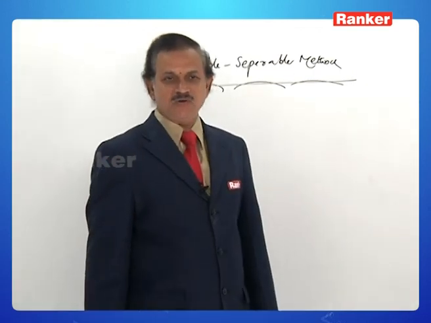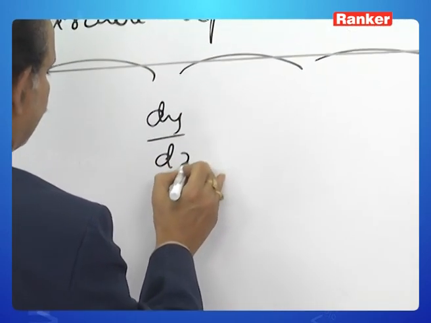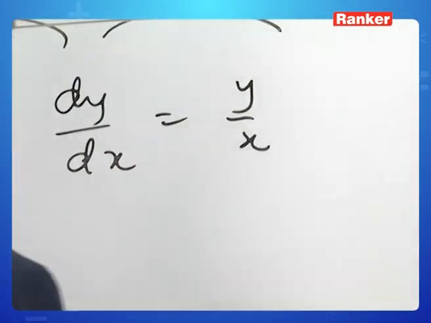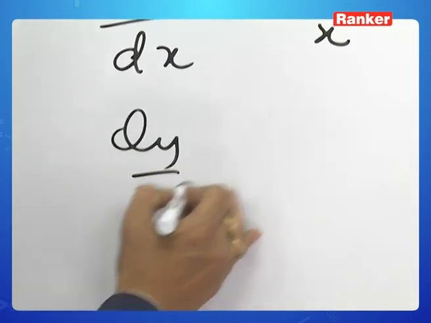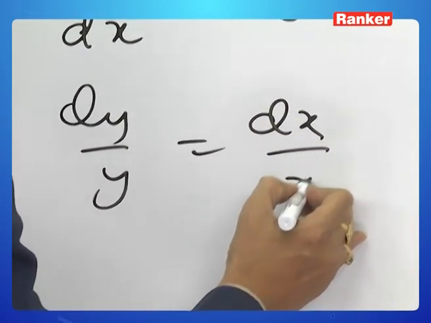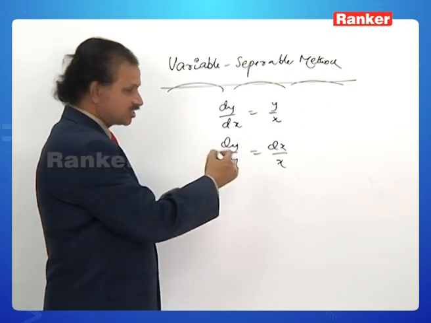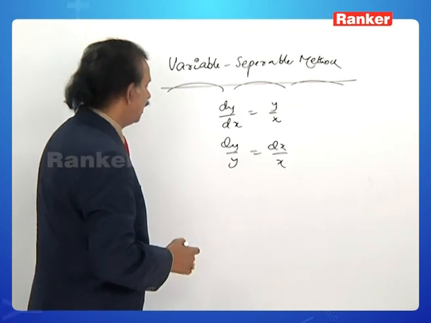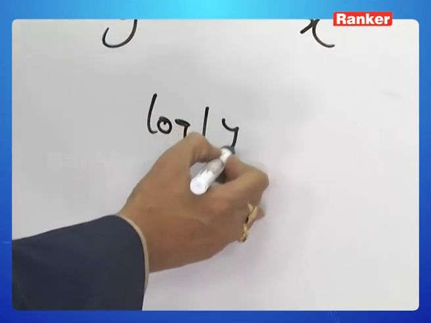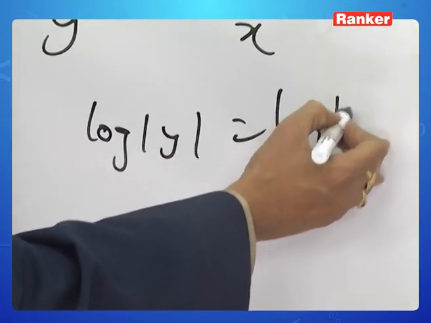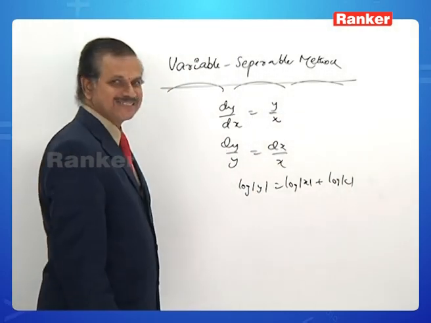Let us observe one more such equation. dy by dx is equal to y by x. Then dy by y is equal to dx by x. Isn't it? By just the translation of the terms, this side to this side. Okay, integrating on both sides, log mod y is equal to log mod x plus c, must be written depending on the nature of the terms present in the equation.